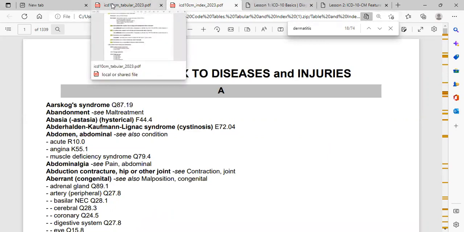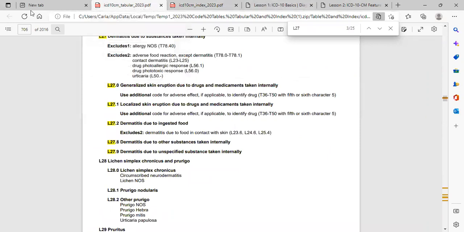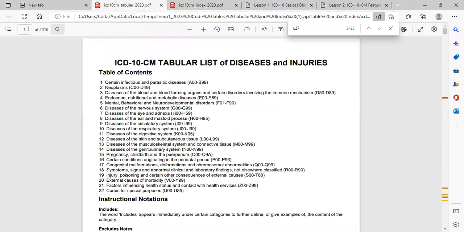We write that number down, and then we go into our section of the tabular list to actually look up our codes. So just remember those first basic steps when you're just getting started with ICD-10-CM. Look things up in the index. Make sure you understand if you're looking up an external cause or a disease or injury. Also, make sure you know that you may need to write down those codes that you find in your index so that you can confirm them in the tabular list.